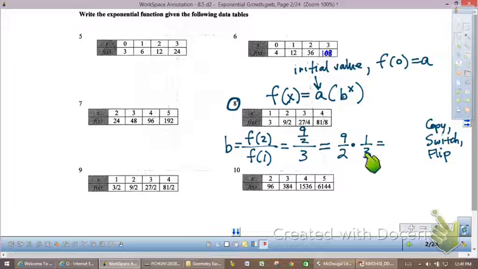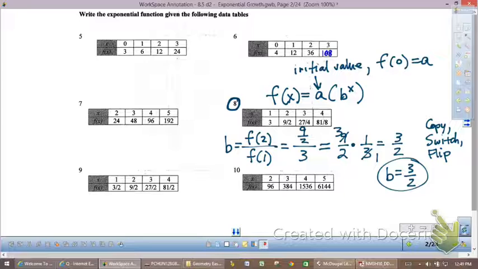Alright, what cancels out? 3 goes into itself once, and 3 goes into 9 how many times? 3 times. So we're left with 3/2. Alright, so our b is 3/2. As you can see, there's not enough room on this worksheet to really do this. You need to have some scratch paper. So we got the b.